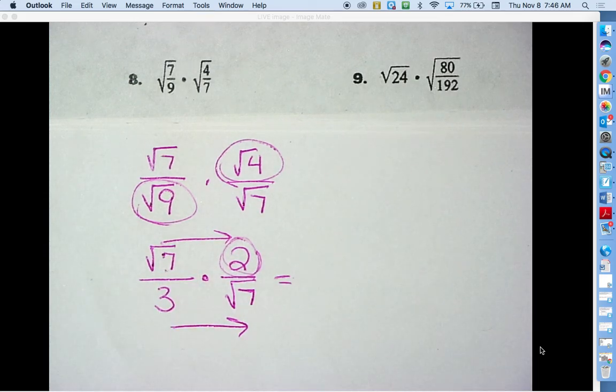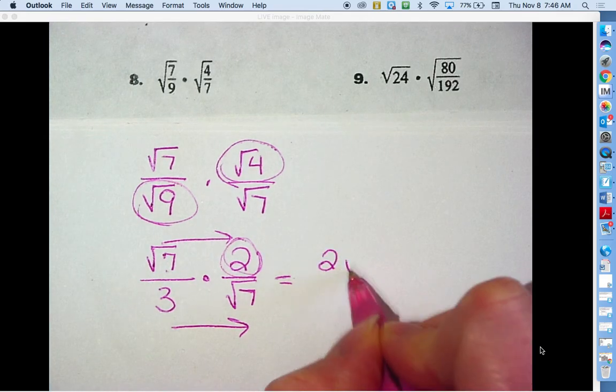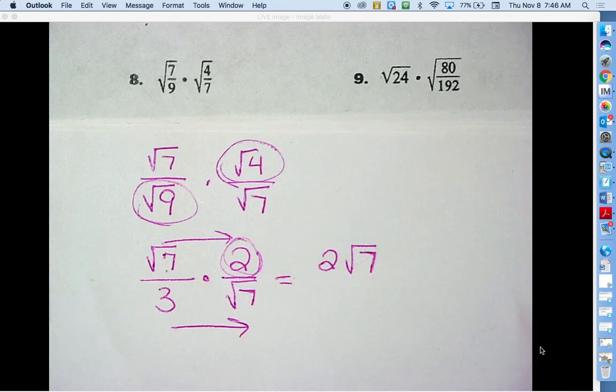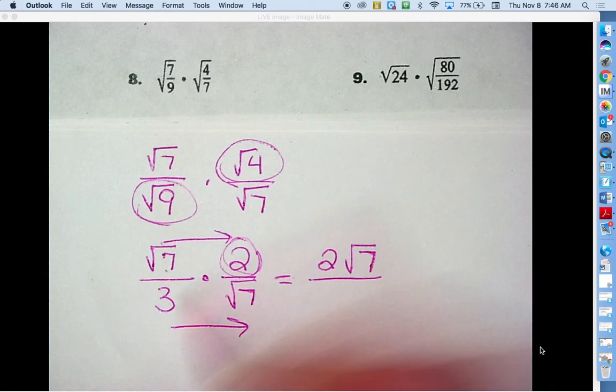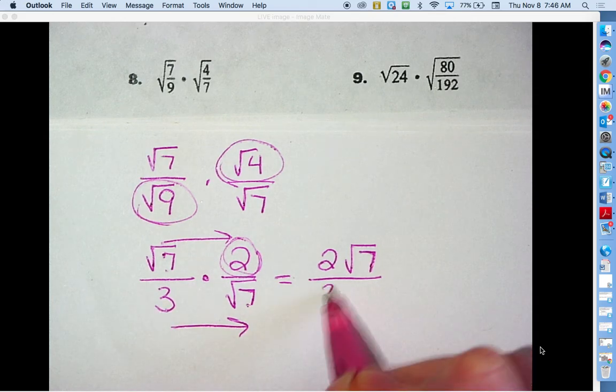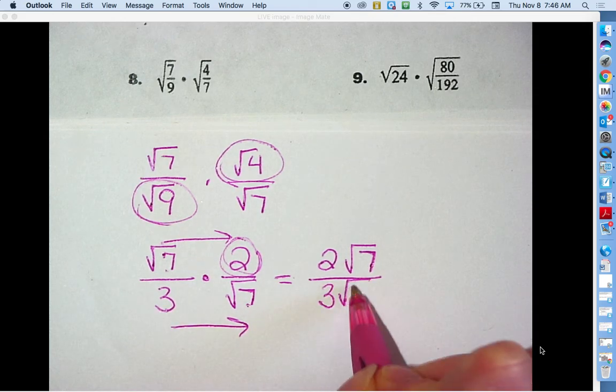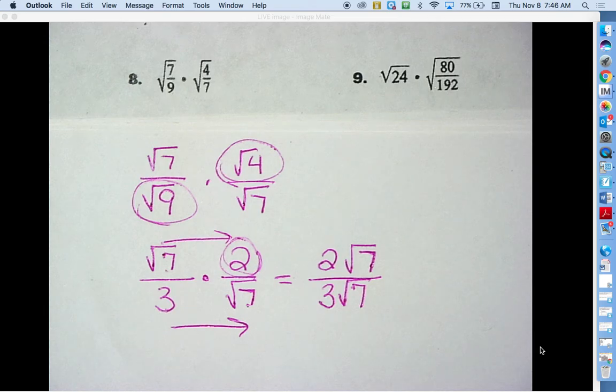Holly, what do you think? Yeah, and she's even using correct terms here. So numerator times numerator, denominator times denominator. Well, when you have a number outside and then a number inside, you don't physically multiply them together. They just get written next to each other. So the 2, and then it gets written next to the square root of 7.